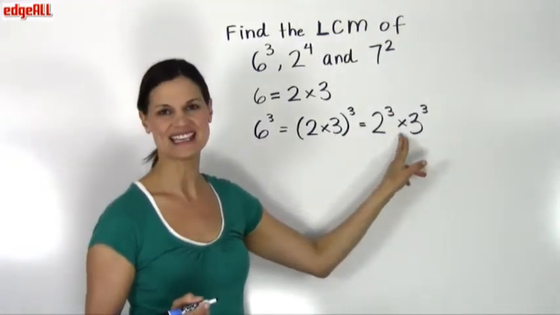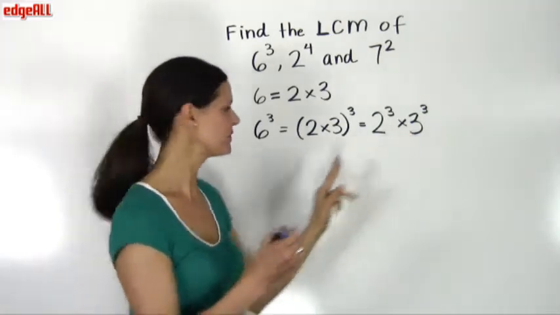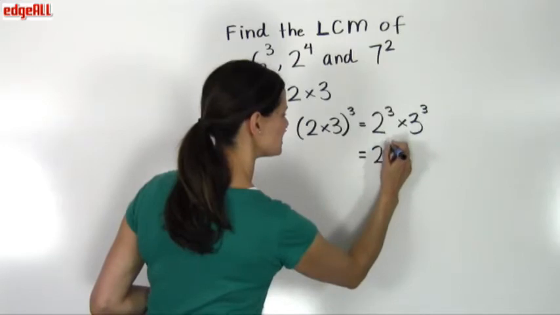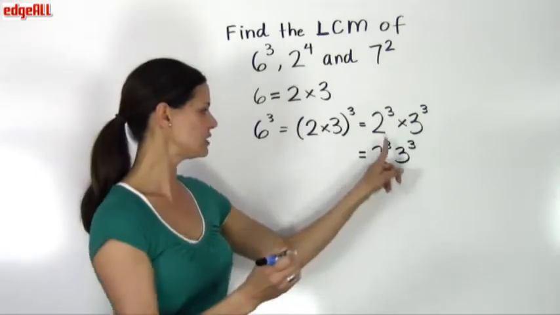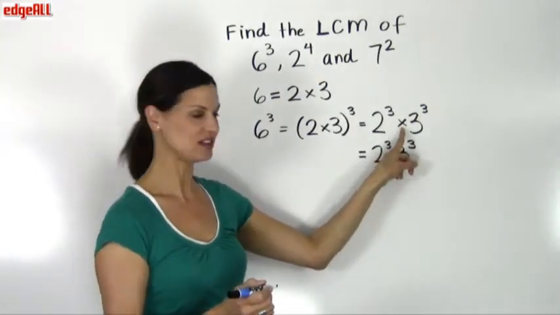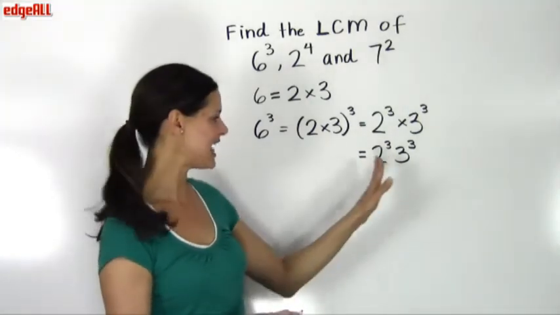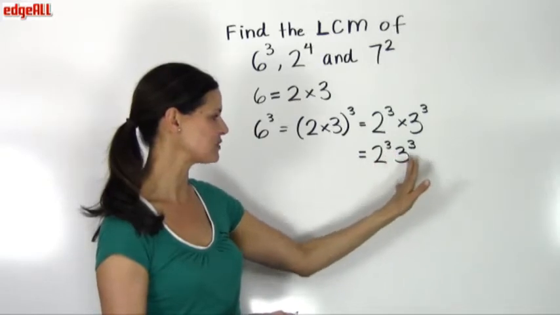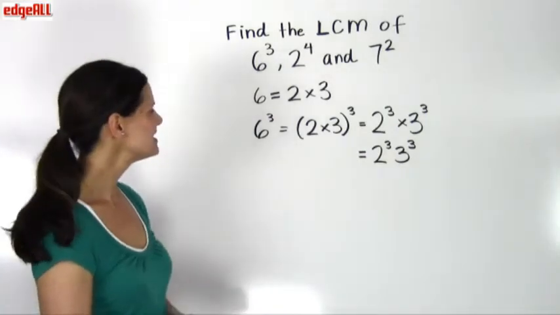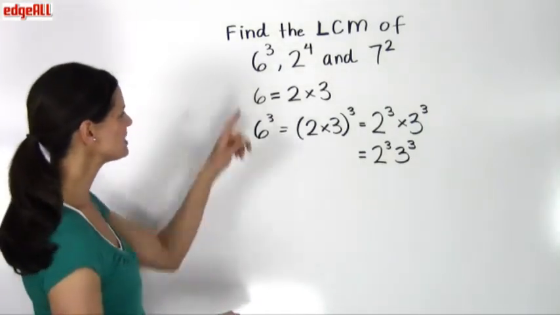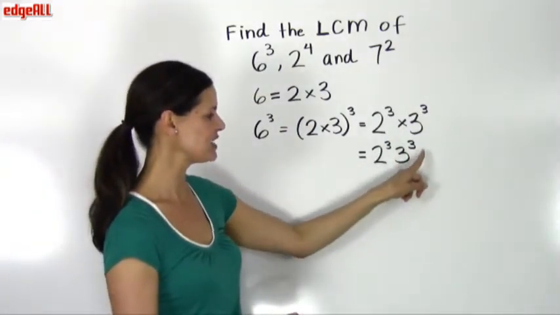I can also write this without having this little x for the multiplication in between. So you will see this also written as 2 cubed, 3 cubed, sometimes with an x in the middle, and sometimes with a little dot in the middle to represent that this is 2 cubed times 3 cubed. When they're put together like that, we don't need any symbol in between. So now what we're going to do is rewrite this 6 cubed as 2 cubed, 3 cubed.